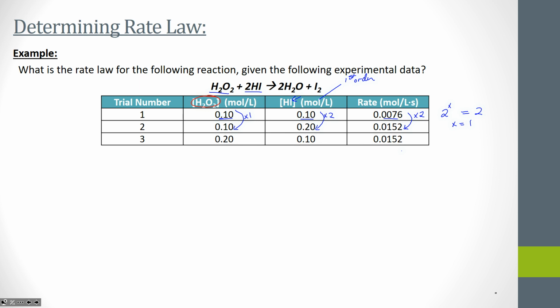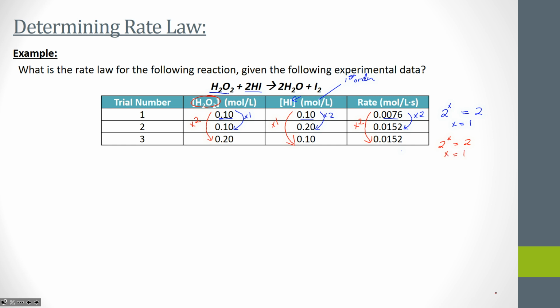So to find how H2O2 affects the rate, I'm going to find two trials where H2O2 changes and HI does not. The only two trials where HI does not change are 1 and 3. So that is times 1, it didn't change. But this one is times 2. And if I look, the rate also times 2. So again, same thing. 2 to the power of something gives me a change in the rate of 2. Well, that something is 1.